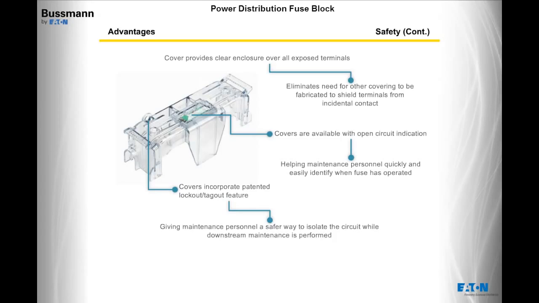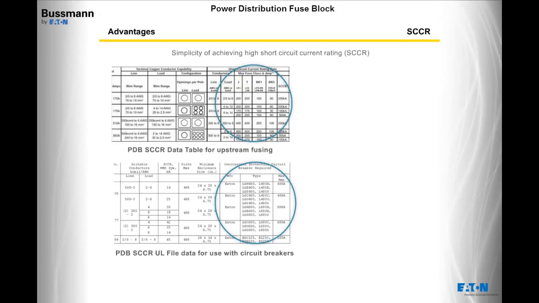Also, the covers incorporate a patented lockout/tagout feature, giving maintenance personnel a safer way to isolate the circuit while downstream maintenance is performed. Another key advantage of using Bussmann's new power distribution fuse block is the simplicity of achieving a high short-circuit current rating, SCCR, using these products.